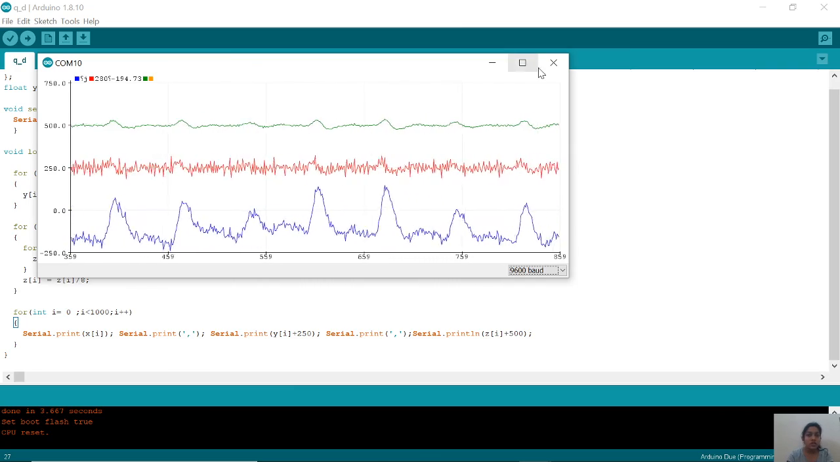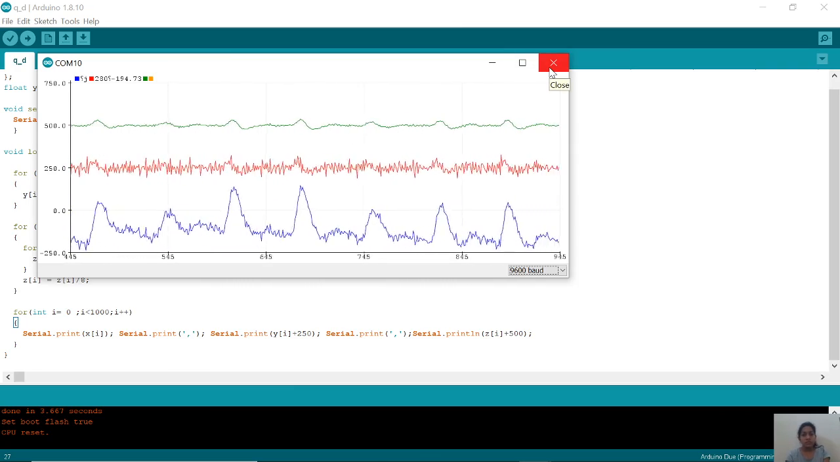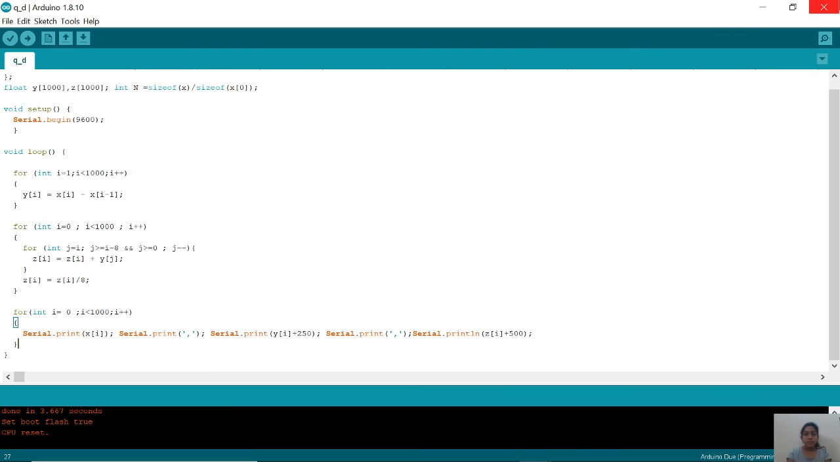So that's all with the various types of filters. Today we have seen how to use different filters and how to write code for them. So that's it. Thank you.